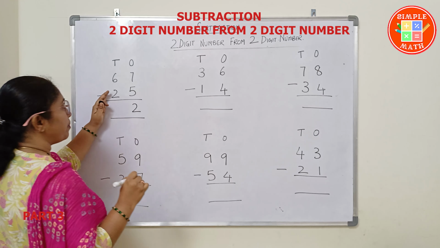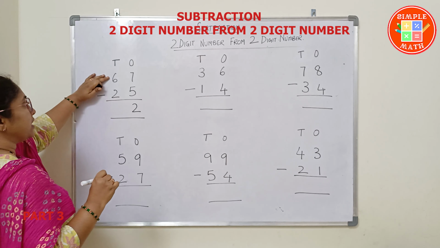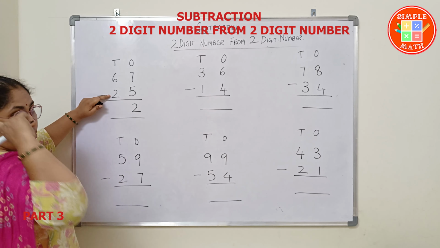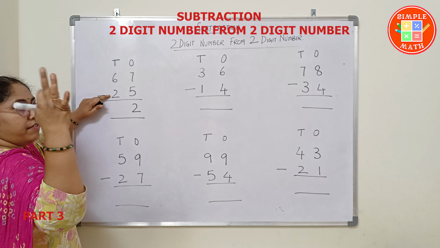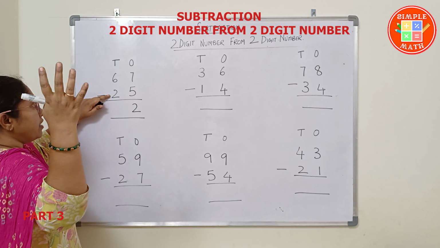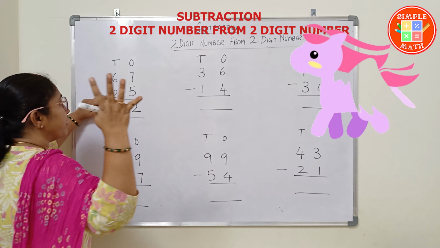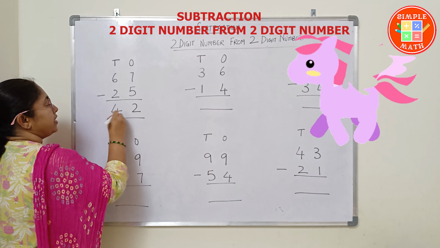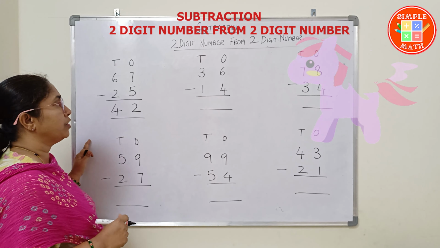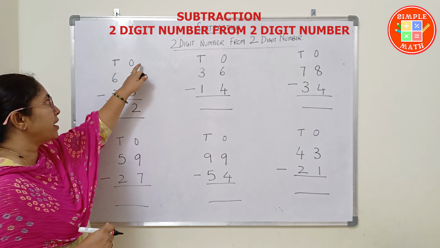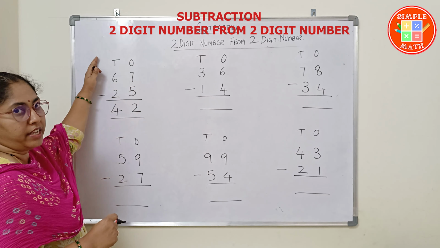Then next, come to the tens column. 6 minus 2. Keep 2 in your mind. Count after 2: 3, 4, 5, 6. How many fingers did you get? 4 fingers. Right? 4, 2, 42. We always start subtraction from the ones column, then go to the tens column.